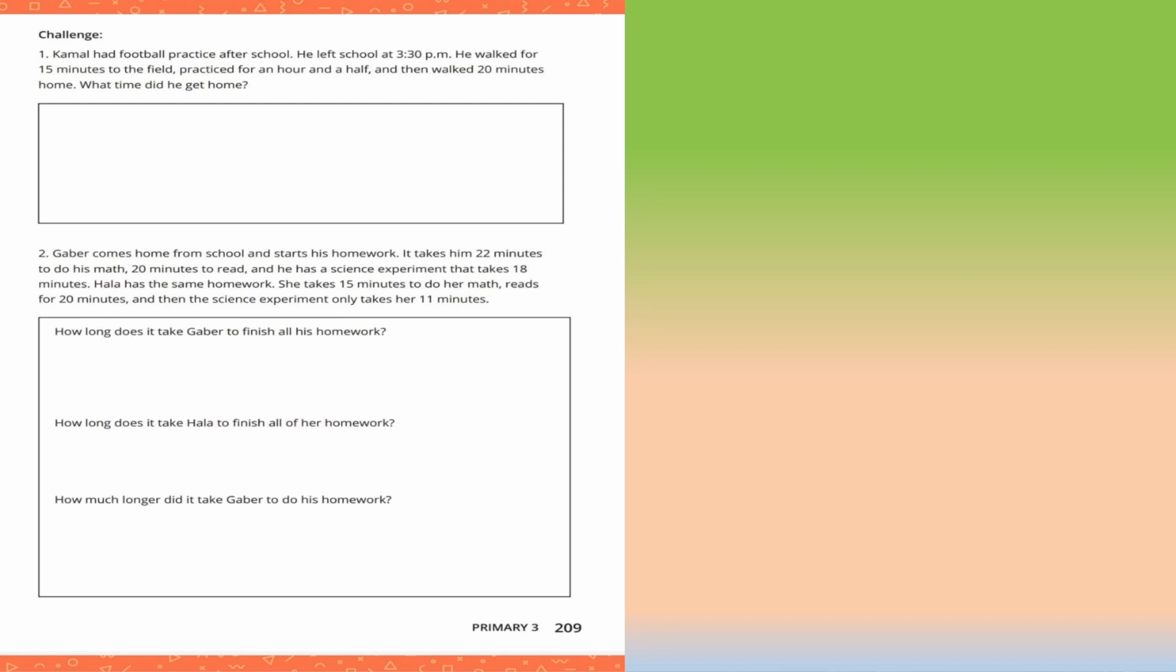Page 209, example number 1. Kamal had football practice after school. He left school at 3:30 p.m. He walked for 15 minutes to the field, practiced for an hour and a half, and then he walked 20 minutes to home. What time did he get home? 3:30 left school, 15 minutes to the field, 1 hour and 30 minutes practiced, 20 minutes walked to home. So he arrived at home at 5:35 p.m.